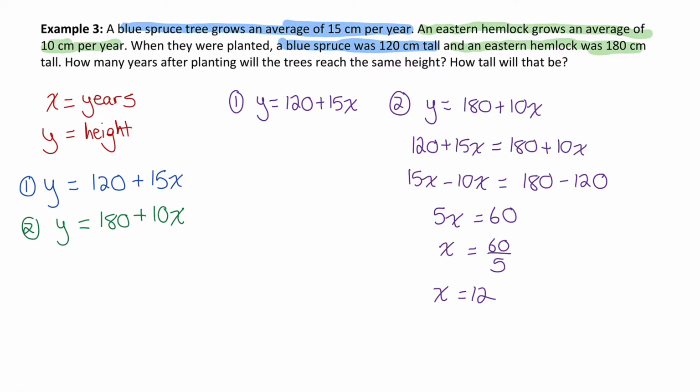But what is the height? Well, just take this answer for x, sub it back into either original equation, I'll sub it into equation 1, and then solve for y. 15 times 12 is 180, add that to 120, I get 300.